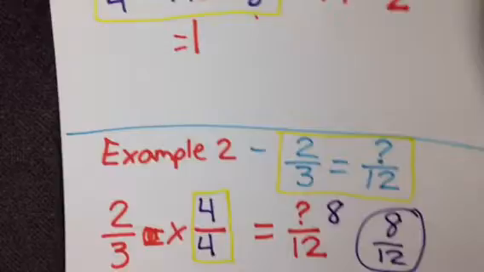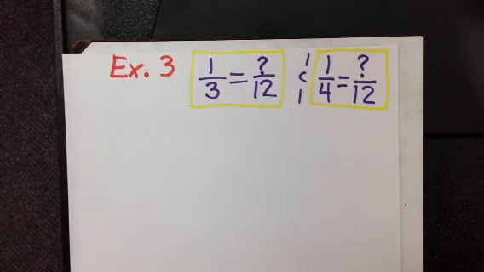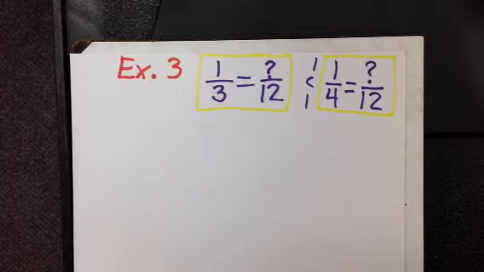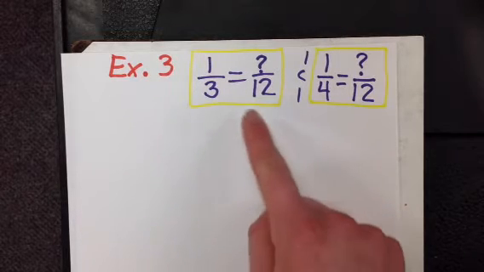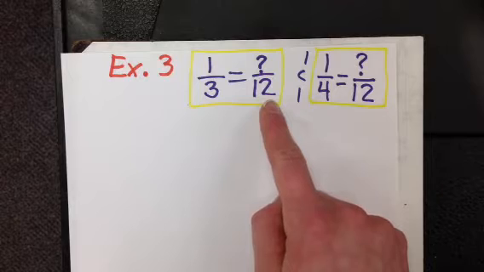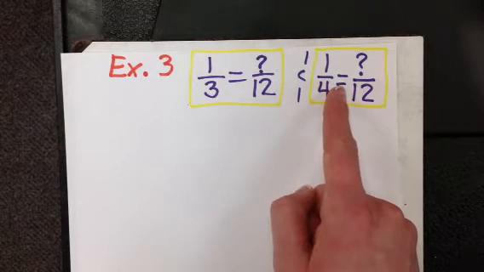Let's move on to example 3. Example 3 has a couple parts to it, so make sure you're following along with this. Example 3 says to write a fraction equal to 1/3 that has a denominator of 12. And then there's more to the question. Then write a fraction equal to 1/4 that has a denominator of 12. What is the sum of the two fractions you made?